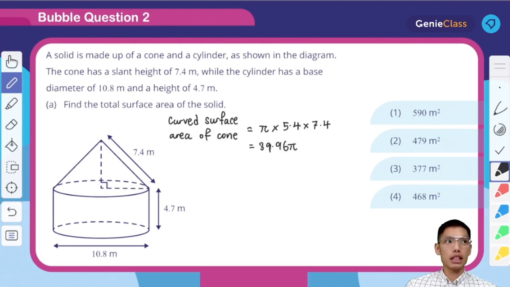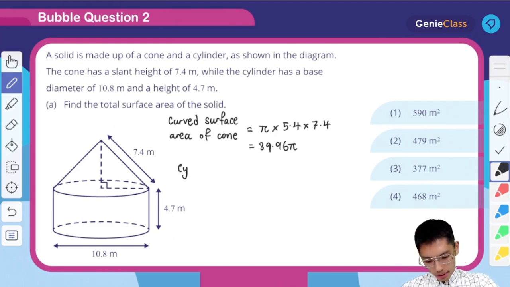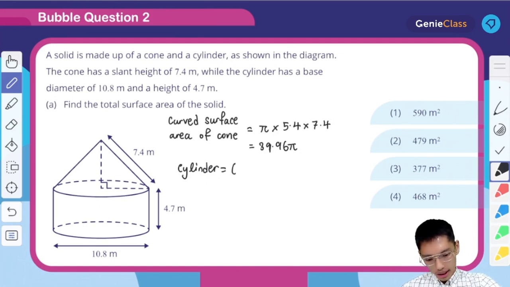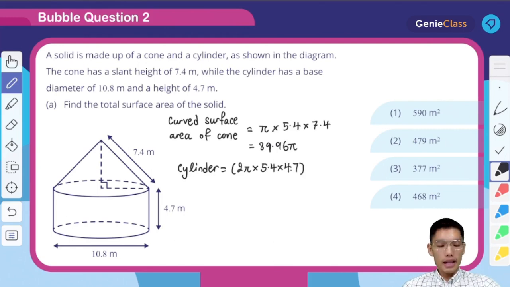Now we need to find the next part, which is the cylinder. For the cylinder, take note, we are not finding the whole cylinder. We are just finding the curved part of the cylinder, which is 2 pi r, with r 5.4 and h 4.7, and then we add the base of the cylinder, pi times 5.4 squared.